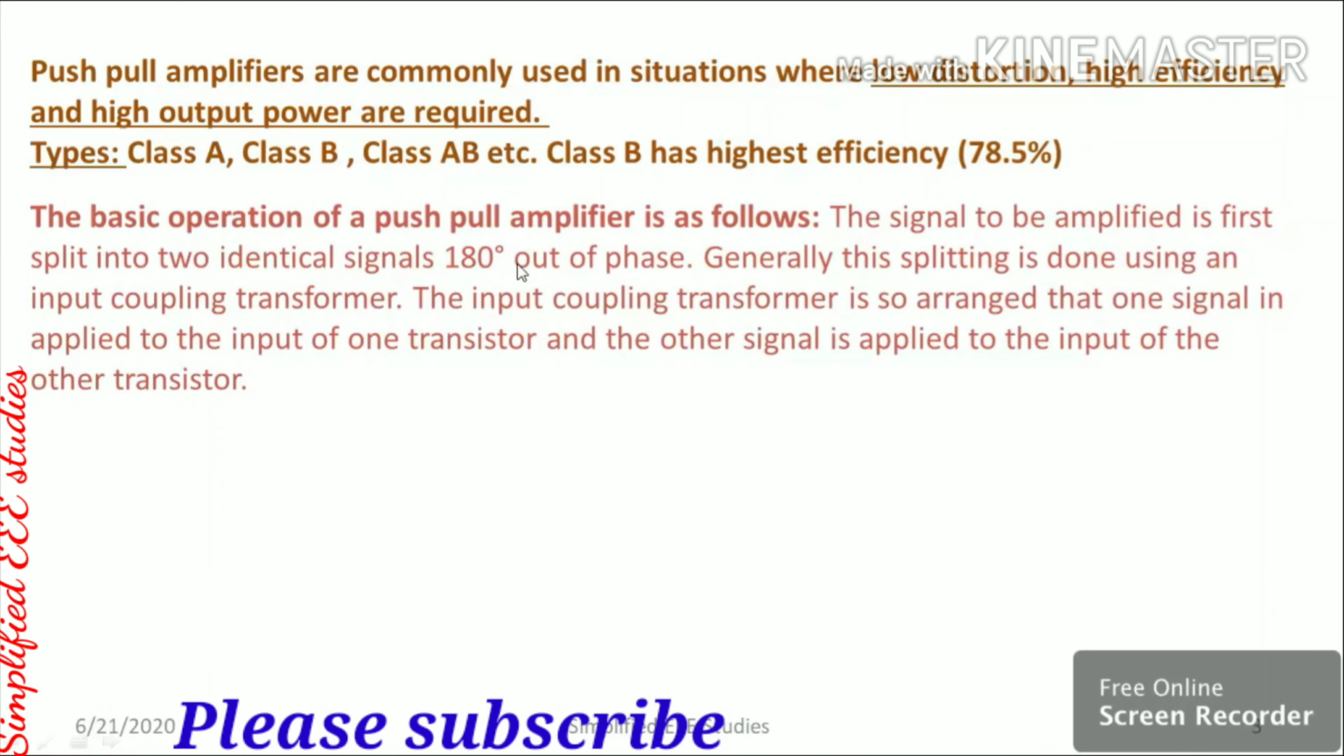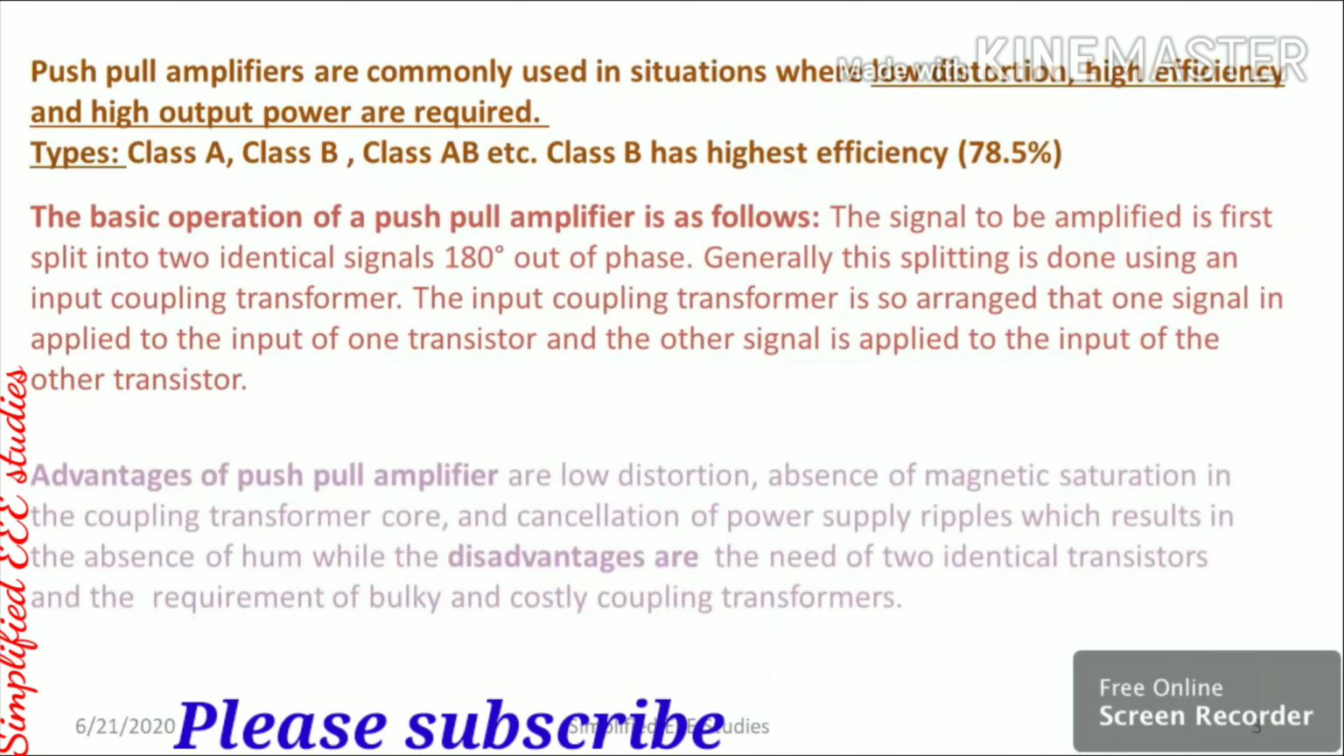Now let us see how it operates. The signal to be amplified is first split into two identical signals 180° out of phase. Generally, this splitting is done using an input coupling transformer. The input coupling transformer is arranged so that one signal is applied to the input of one transistor and the other signal is applied to the input of the other transistor. As I told, two transistors are required.